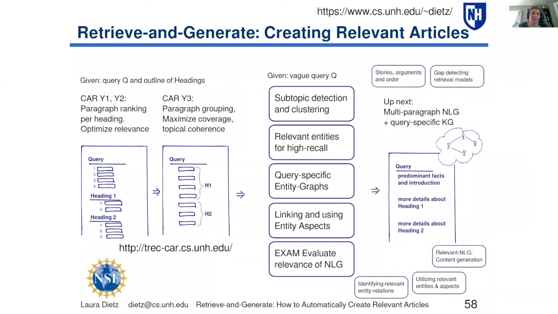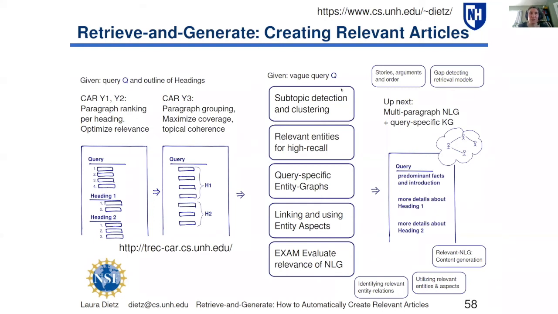We've been working ever since we stopped running CIIR on these topics of subtopic detection and clustering. How can we find relevant entities for high recall? Query-specific entity graphs and identifying which parts are relevant versus not, so having a query-relevant rating, and linking and using entity aspects, and how can we use entity aspects to help us solve our problems, and this better evaluation metric for retrieve and generate. Of course, there are many more questions to be solved.